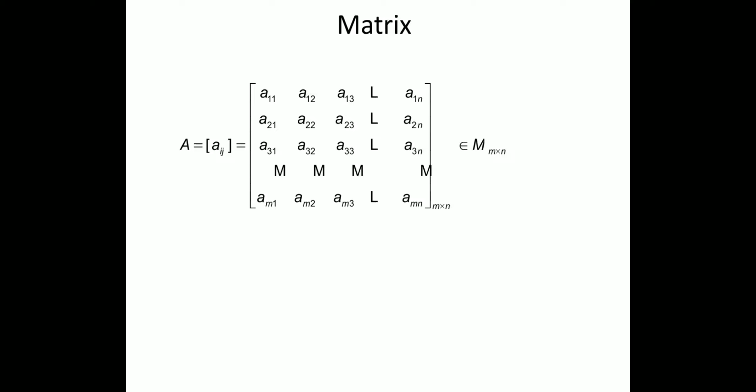Here I take mn numbers and I want to arrange them in rectangular form, so I arrange them in m rows and n columns. And after arranging them in m rows and n columns, I write them inside a big bracket. We can also write it inside a small bracket.